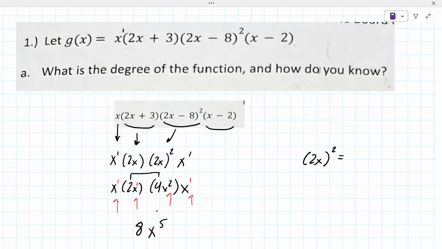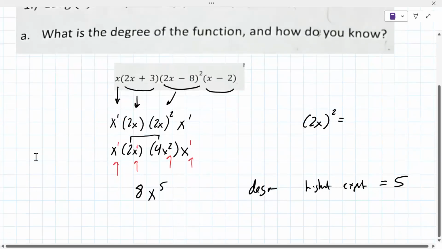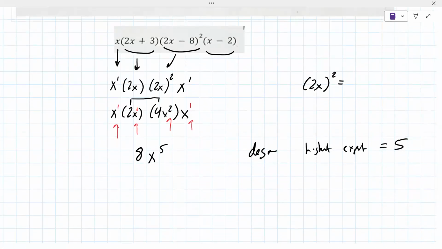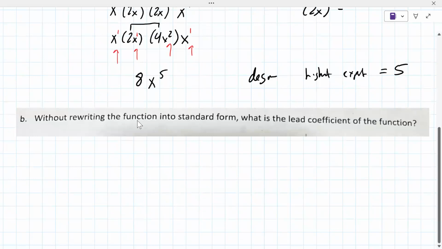All right, so the degree is the highest exponent, which in your problem now is 5. Okay. So the leading coefficient is the next thing it asks for. The leading coefficient is this number here in front. That is 8.